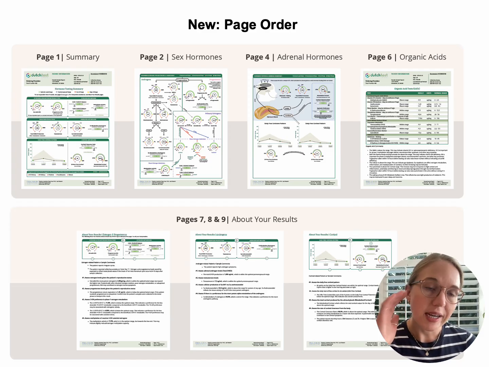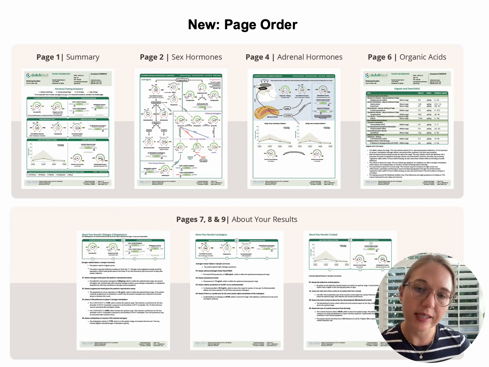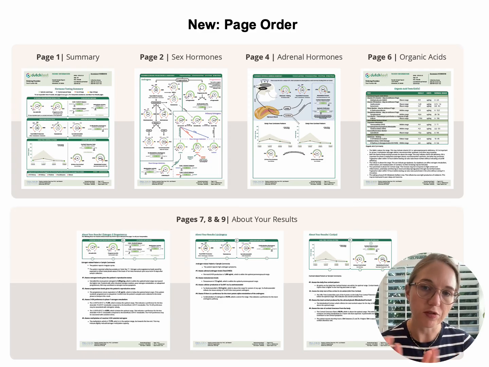Okay, the page order has also changed. You'll see the graphical pages for the sex hormones and the adrenal hormones will now be pages 2 and 4 of the report, respectively. The organic acid page remains on page 6. And the 2 list style pages for sex hormone and adrenal hormone results will still be in the report. They each follow their graphical page, respectively, pages 3 and 5.